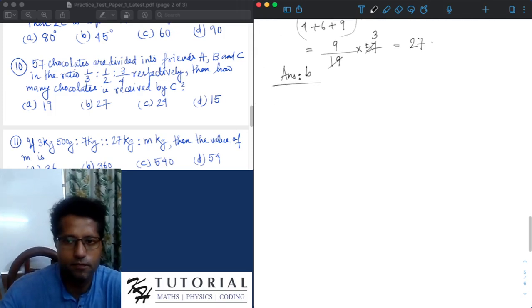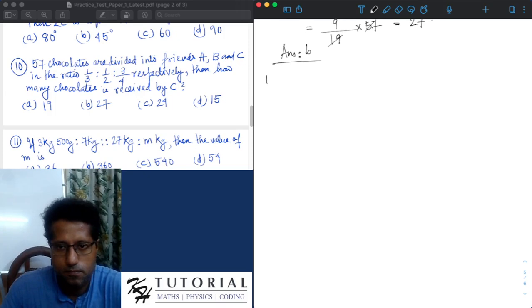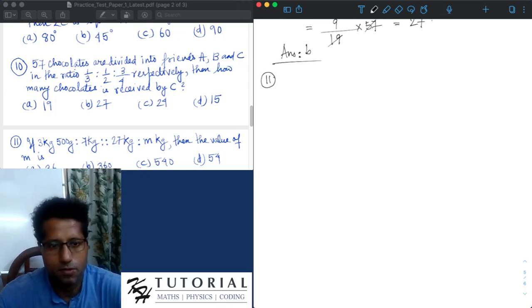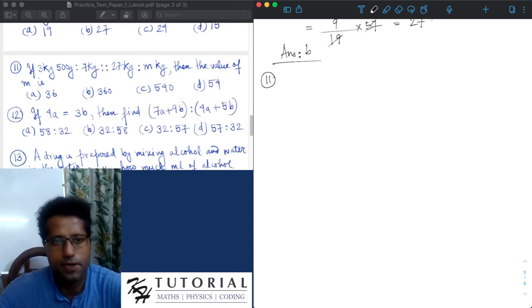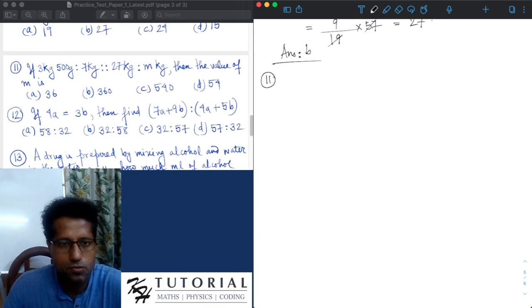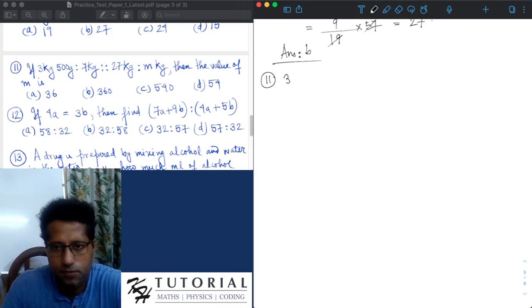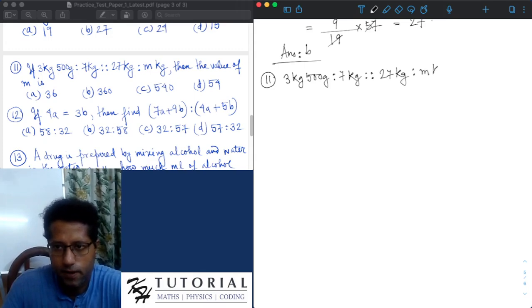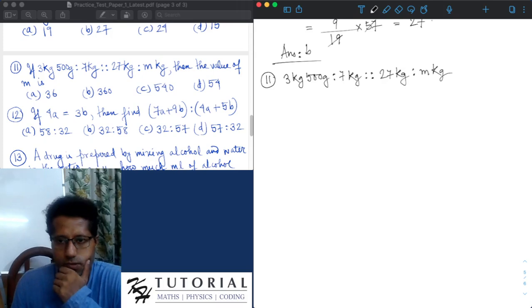Let's do question number 11. Question number 11 says that if 3 kg 500 gram is to 7 kg is in proportion with 27 kg is to m kg, then the value of m is. So it is given that 3 kg 500 gram is to 7 kg is in proportion with 27 kg is to m kg. We have to find m.